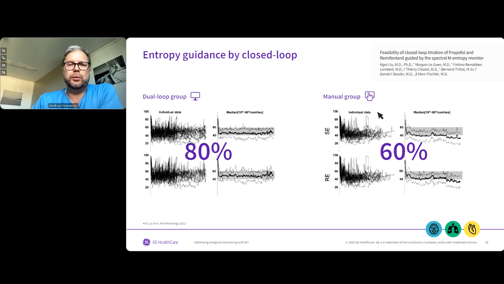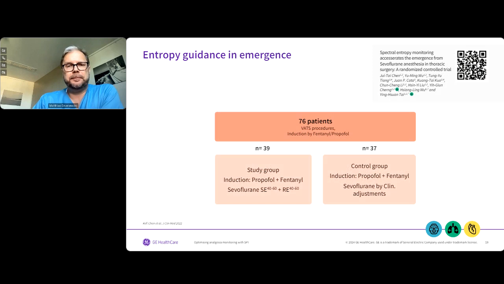in comparison to the manual group, where we are only in the target range 60% of the time, seen here for the state entropy being 40 to 60. So in the future, I'm very convinced that those systems will help us dose our hypnotics and also the analgesics, the opioids, to be in the correct and optimal dose range of our anesthetics.